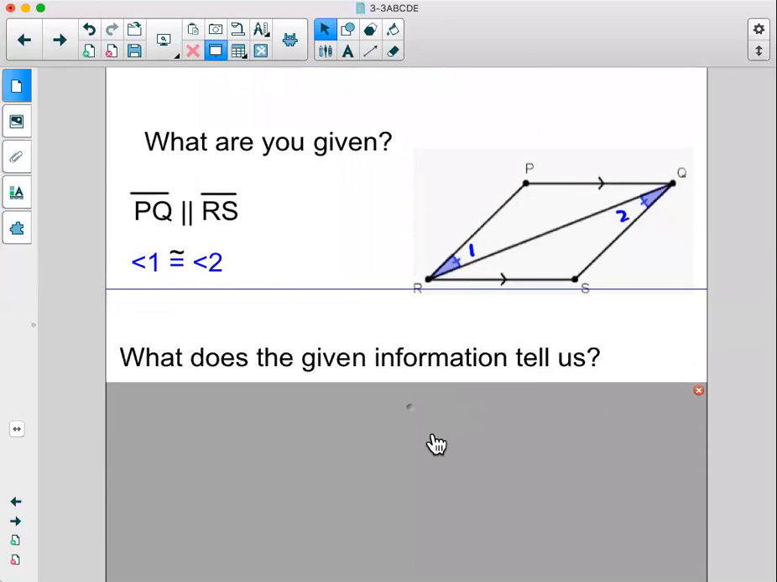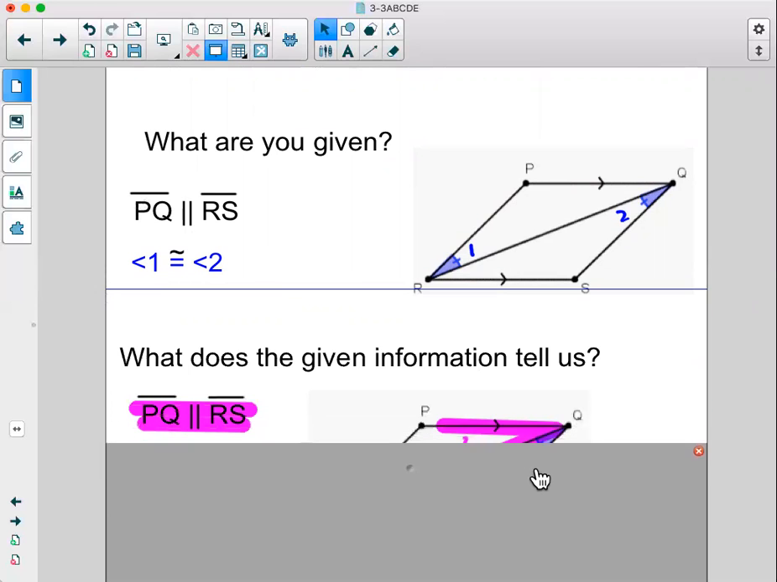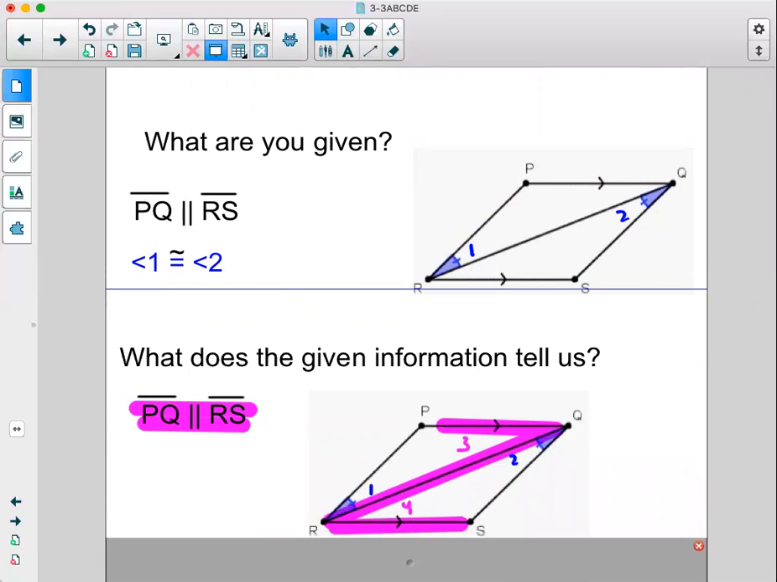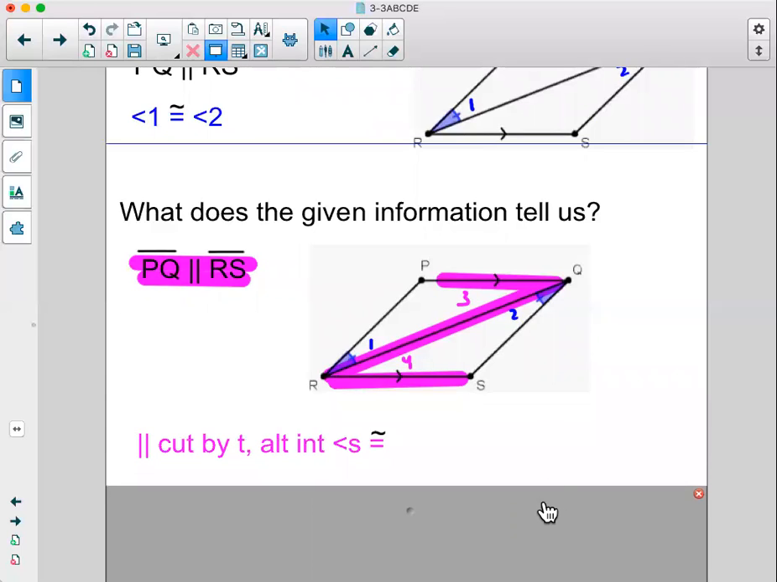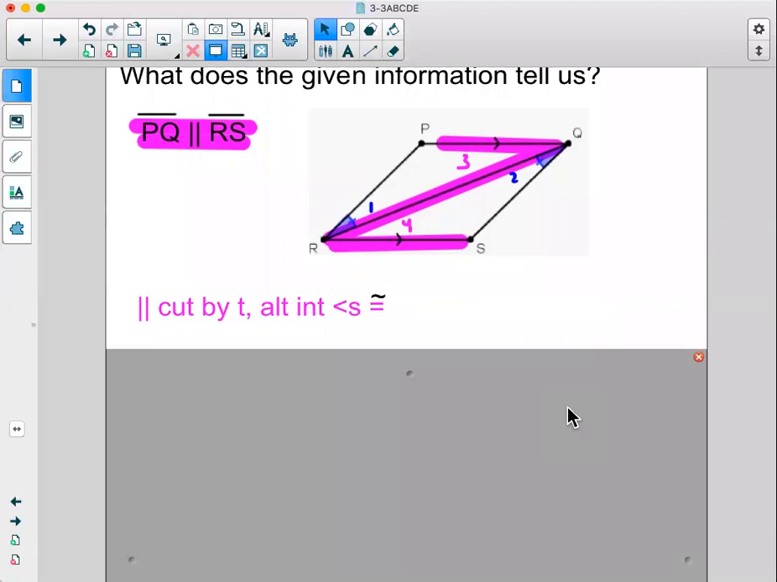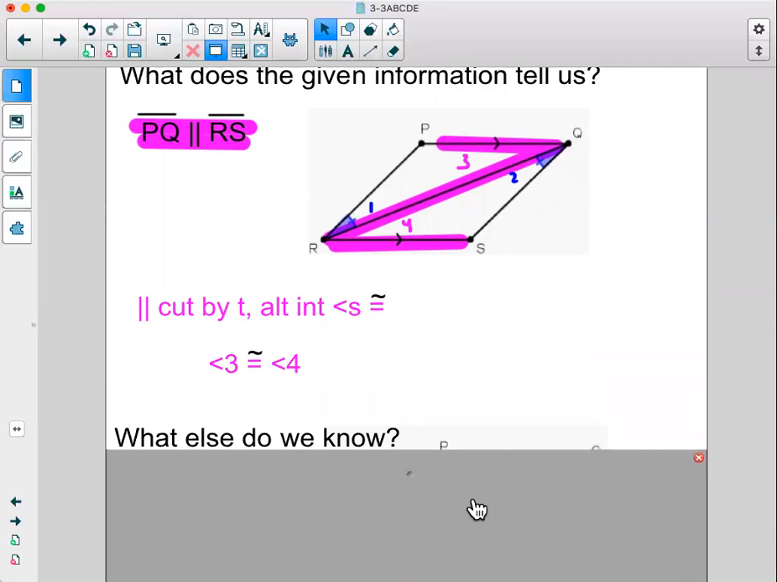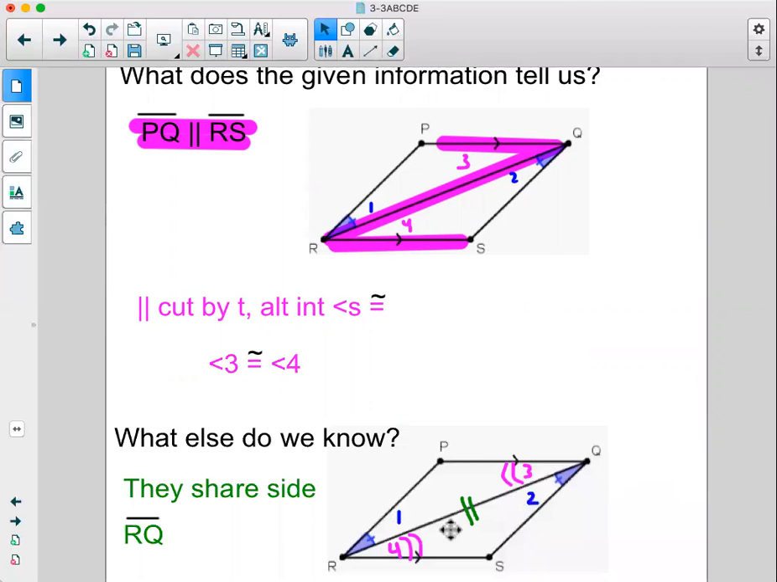Then we ask ourselves, well, what does that given information tell us? If we're given parallel lines, we're probably going to use a property of parallel lines. In this case, we can use the property that states parallel lines cut by a transversal, alternate interior angles are congruent. And then we can say, what else do we know? Well, we see that the 2 triangles share side QR, and so that side is congruent to itself.